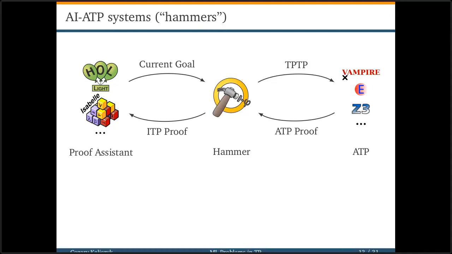And then the second part is the stronger part, where the ATP says, out of this 1,000, I only need the following 10. With the information that only 10 facts from the library are necessary, often we can reconstruct the proof already on the proof assistant level. The hammers in the different systems significantly differ in power.